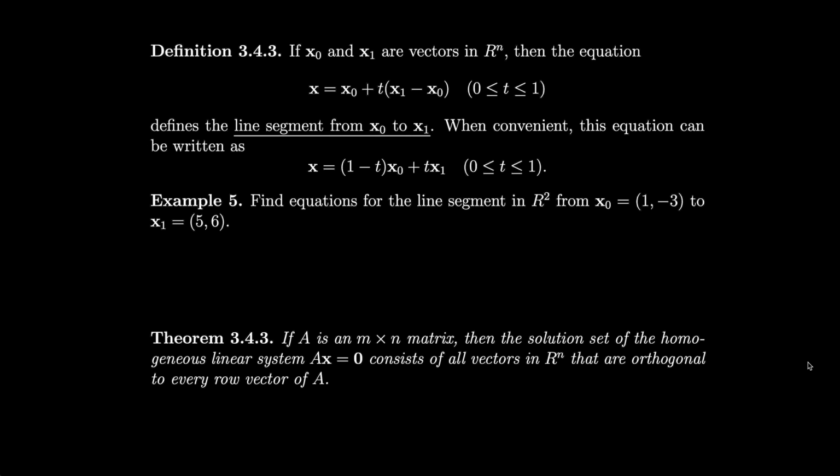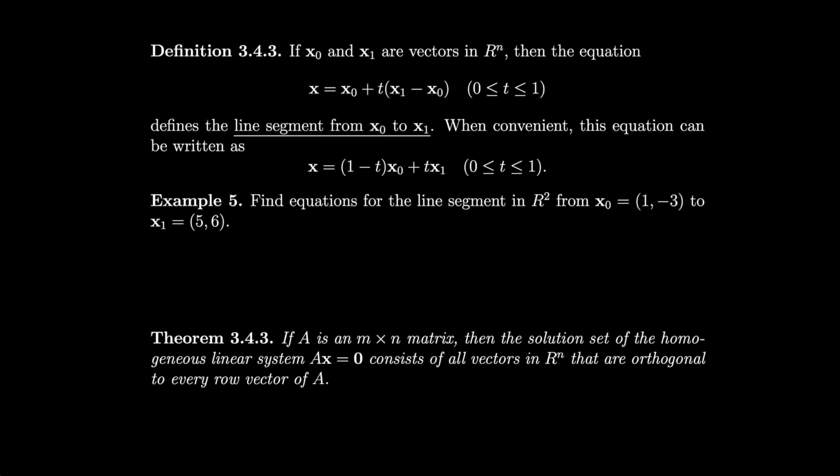If x naught and x1 are vectors in Rn, then the equation x equals x naught plus t times (x1 minus x naught), for t between 0 and 1, defines the line segment from x naught to x1. So what we're doing is cutting off our line for these t values. We're not going to go anything below 0, and not anything above 1, so we're only going to get a piece of the line.